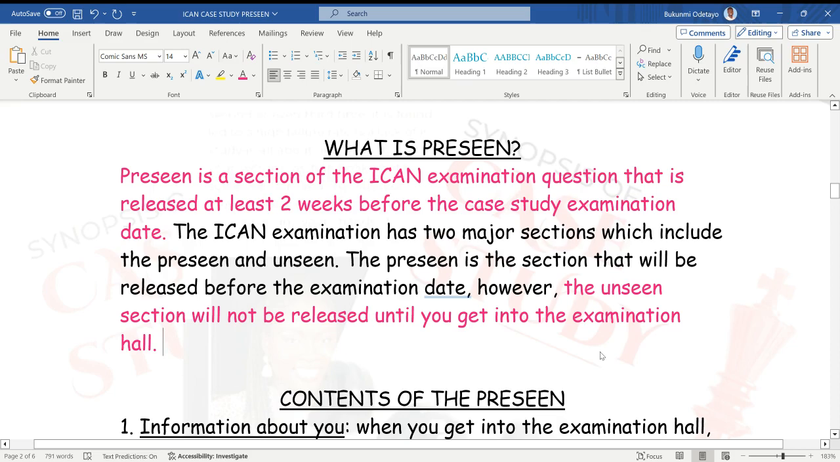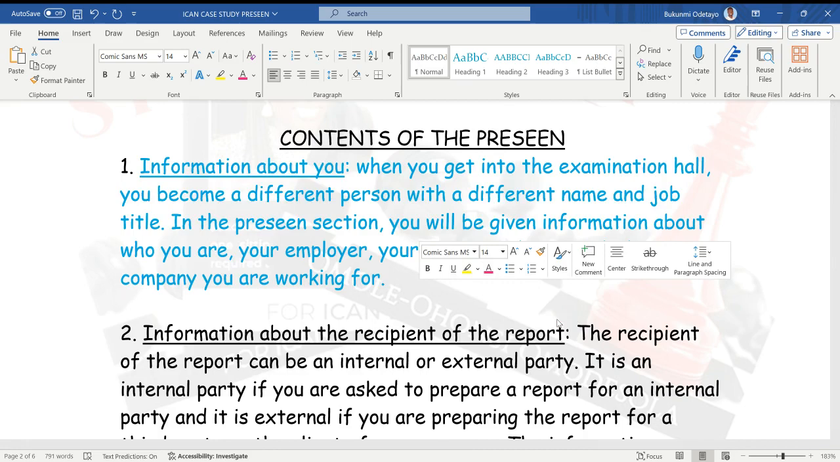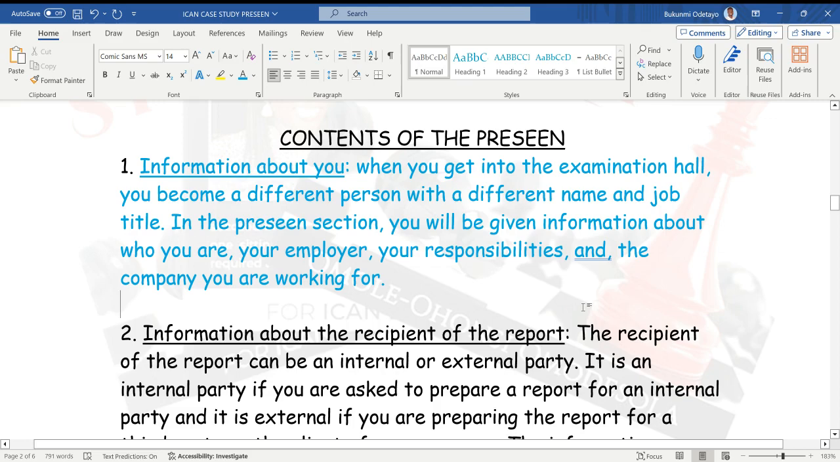So now, what are the contents of the preseen? When you receive your preseen, there are some things that you actually see there. One thing is that you get information about who you are, what you are doing, where you are working. So as you step into the examination hall, my name is Miriam, my name is Anu, my name is Mercy, my name is David, my name is Samuel, just drop it in front of the examination hall, because you're going to be given a totally new personality identity. You're given a new employer, a new set of responsibilities.